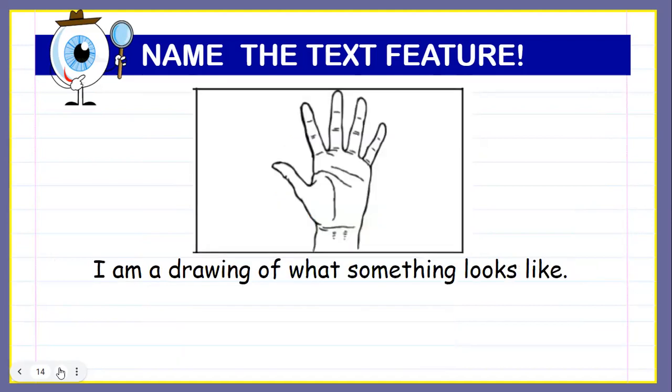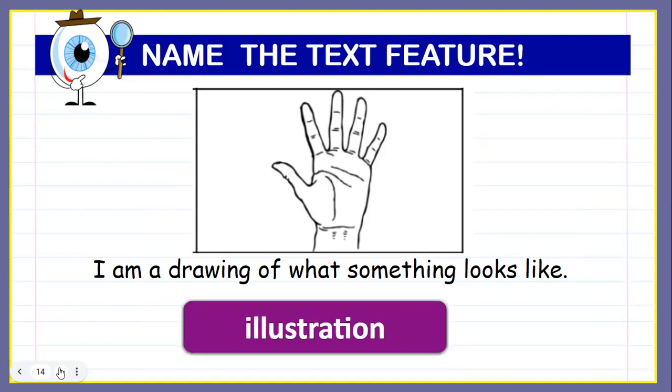All right, so name the text feature. I am a drawing of what something looks like. What text feature is this? Wow, if you said illustration, then you are correct. Illustrations are text features, right? Also a drawing of what something looks like.